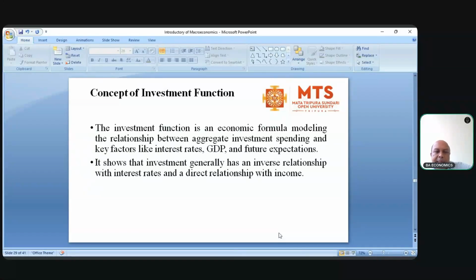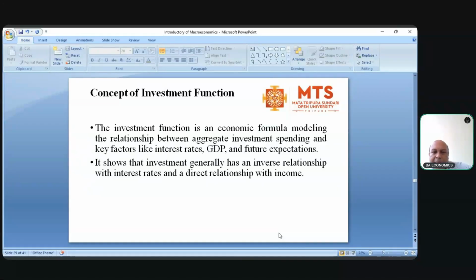Next, say that investment level also depends on income level. When the income of entrepreneurs increases, they are able to invest more money. And when the income level of entrepreneurs declines, they cannot invest as much. So it is a very common fact that investment depends on the income of entrepreneurs. When income increases, the investment level also increases, and when income decreases, the investment level decreases. So in this case, we identify a direct relation between income and investment.